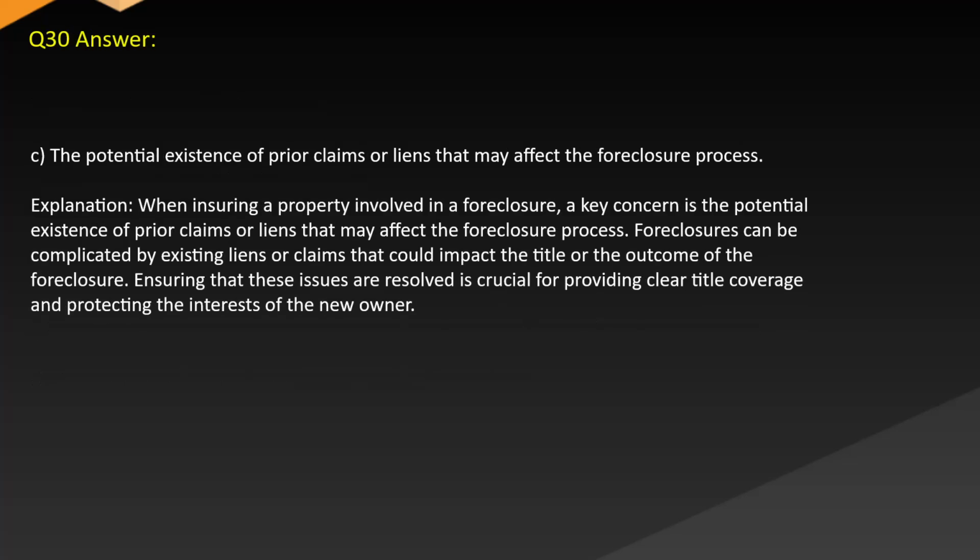Answer: C. The potential existence of prior claims or liens that may affect the foreclosure process. Explanation: When insuring a property involved in a foreclosure, a key concern is the potential existence of prior claims or liens that may affect the foreclosure process. Foreclosures can be complicated by existing liens or claims that could impact the title or the outcome of the foreclosure. Ensuring that these issues are resolved is crucial for providing clear title coverage and protecting the interests of the new owner.